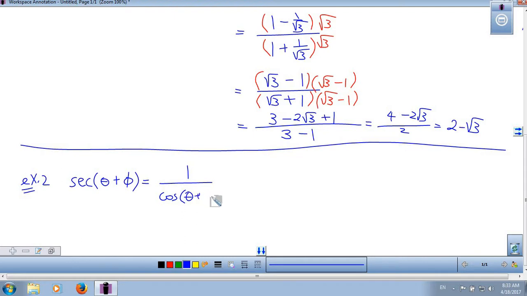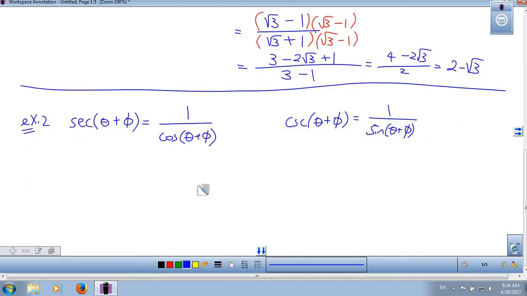It's 1 over cosine of theta plus phi. And cosecant of theta plus phi is simply 1 over sine of theta plus phi. Now, of course, we can go ahead and expand this and then work it out a little bit, but sometimes it's not necessary, okay? But let's go ahead and try cotangent of theta plus phi and see what happens.